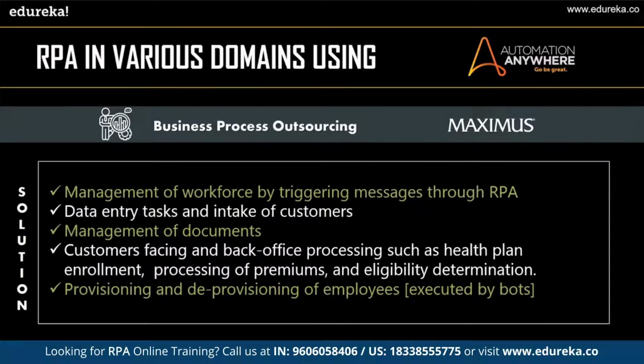So Maximus decided to use the Automation Anywhere platform to implement a highly available delivery network of processes, people, and tools to manage all the automation opportunities. The different processes which were automated were the management of workforce by triggering messages through RPA, the data entry tasks, the intake of customers, the management of documents, the customer facing and back office processing such as health plan enrollment, processing of premiums, and eligibility determination, and provisioning and deprovisioning of employees, which was executed by the bots.